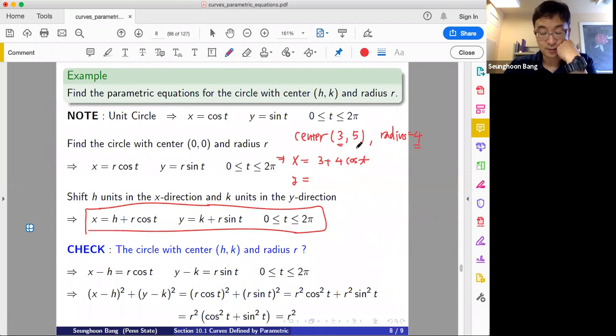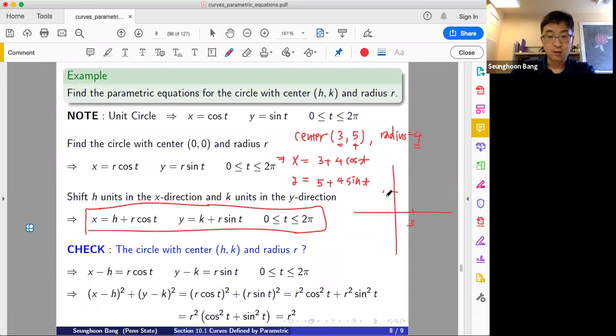The y is, yeah, you can use 5. 5 plus, yes, 4 times sine of t. Thank you, all of you guys. So like this, right? What is this graph? The graph is like this one. You can draw this graph. So this is 3, and this is 5 here. We have a circle passing through like this. So here, the direction is always counterclockwise.